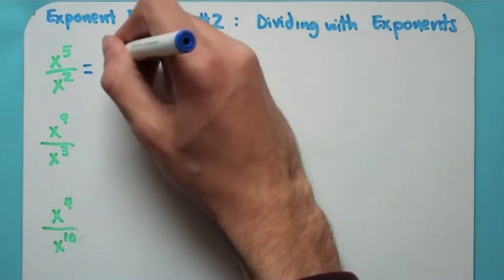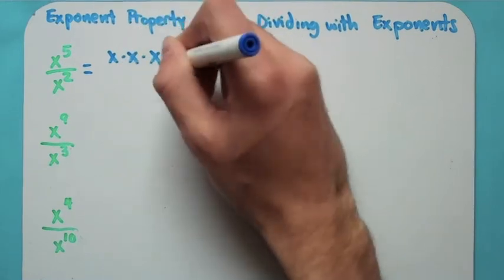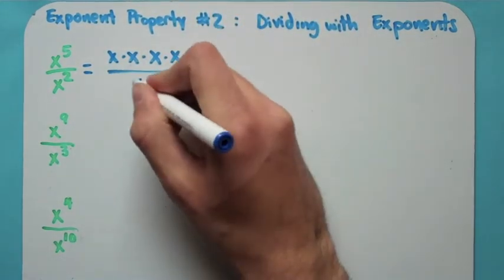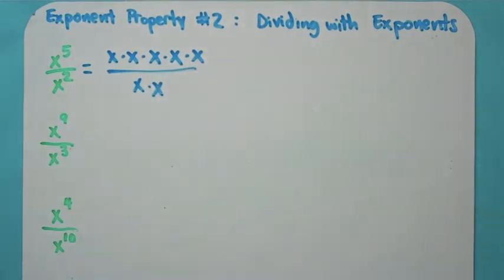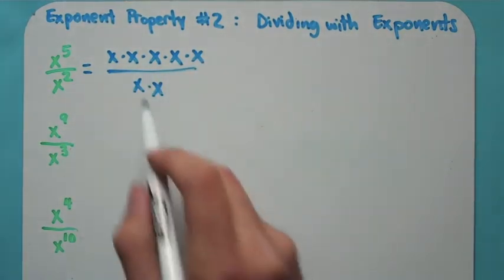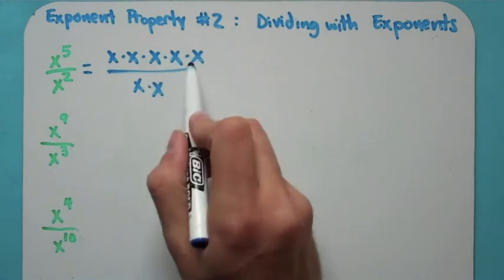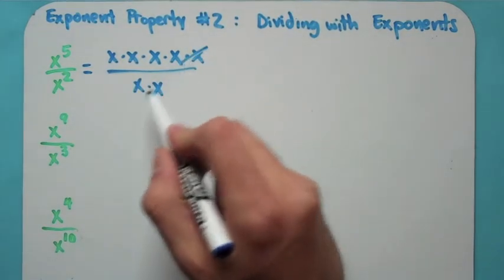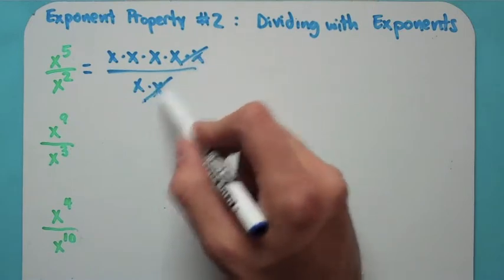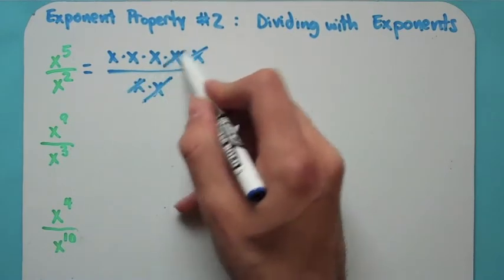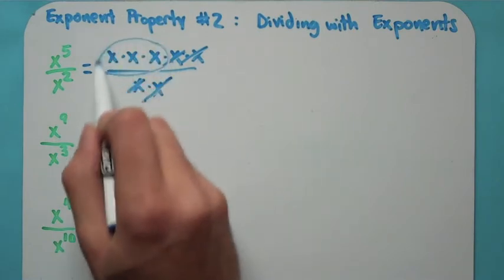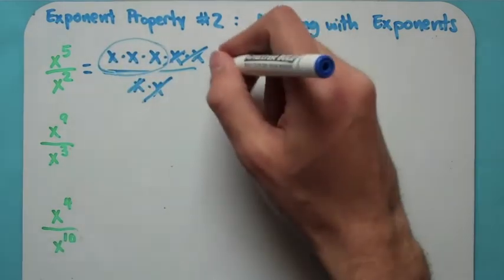So x to the fifth means I have 5 x's being multiplied up top here. And on the bottom, I have x squared, so there are 2 x's down there. So what's happening is I'm multiplying up top by a bunch of x's, and I'm dividing by a few x's in the bottom here. So multiplying by x and dividing by x cancel each other, so like these can cancel each other, and these can cancel each other. So after those go away, I still have 3 x's left over, and they're all up top in my problem.